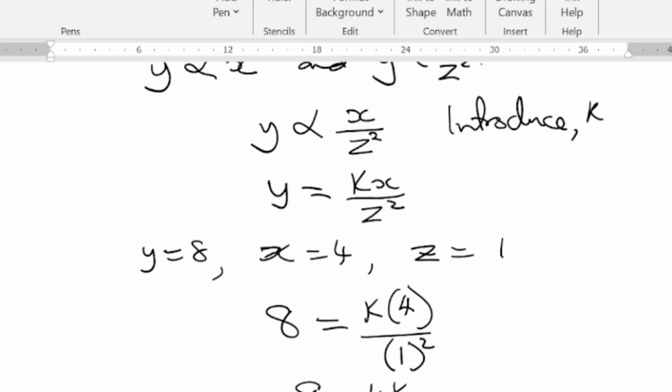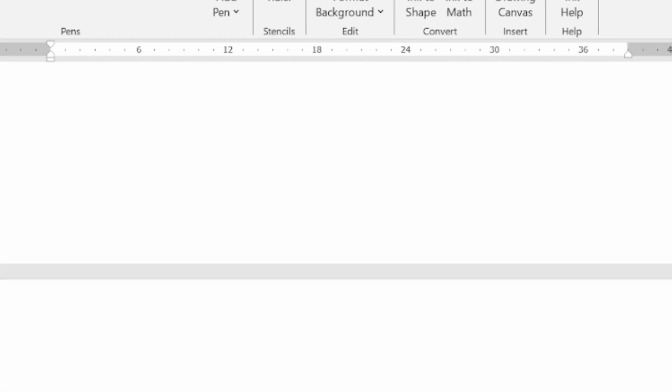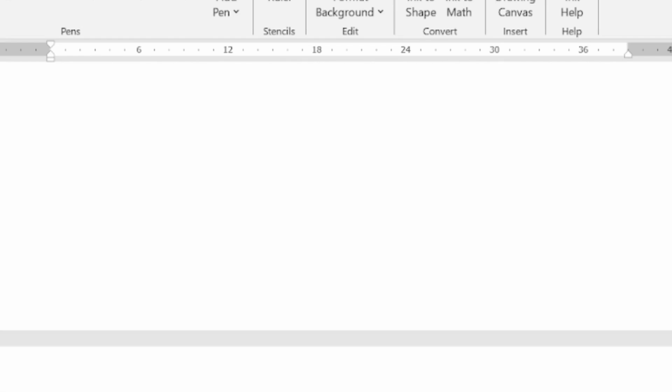So usually here we are just finding the value of k. Now in the next one, we are going to write this very equation here with the value of 2, not k, because we have found it now. So the next one is saying find the value of y when x is 9 and z is equal to 3. So let's move on.